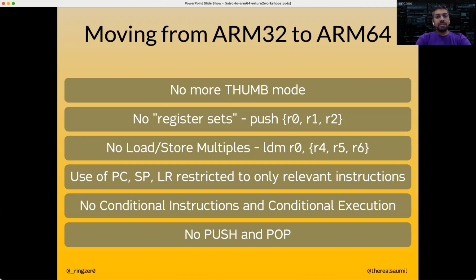Next up, you don't have conditional instructions anymore. In ARM32, you would have something like add GT, add greater than, or add LE, add if less than or equals. Nothing of that sort now. Every instruction is going to execute. The conditional part is only limited to conditional branching, which of course was there. You could do branch if equals, branch if not equals, branch if greater, branch if less than. So conditional execution is only restricted to branches. All other instructions do not have conditional bits at all.